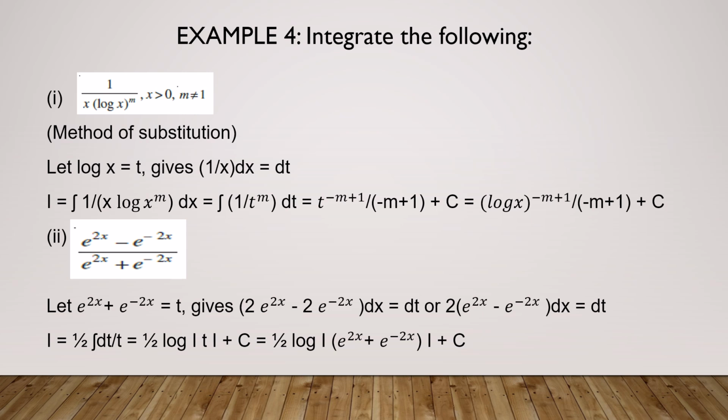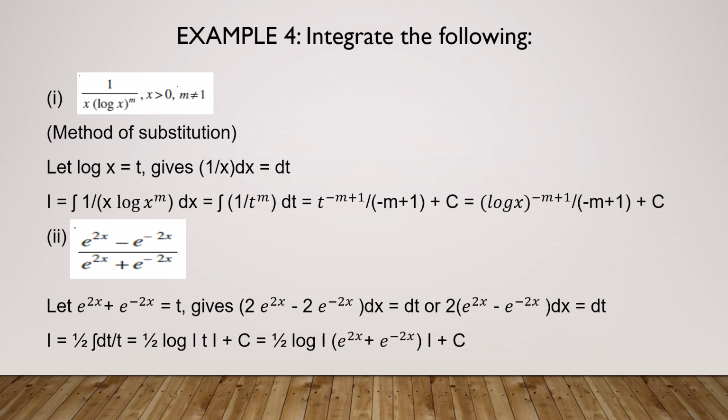So instead of log x put t, and instead of 1 upon x dx put dt. So your original integral is integral of 1 upon t raised to m, that means t raised to minus m. Integral of t raised to minus m is t raised to minus m plus 1 upon minus m plus 1. Again resubstitute the value of t as log x.